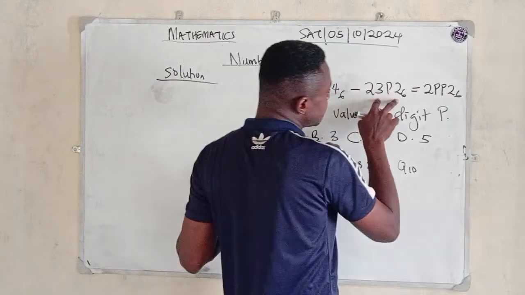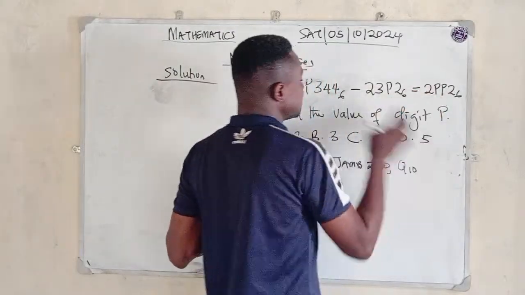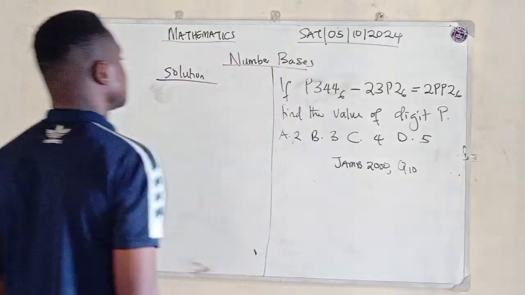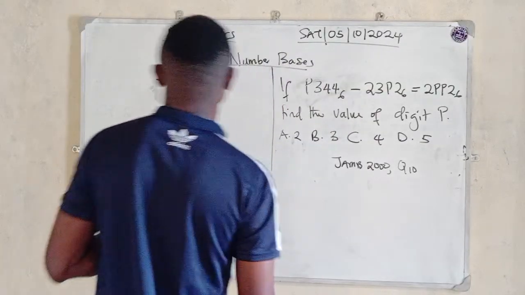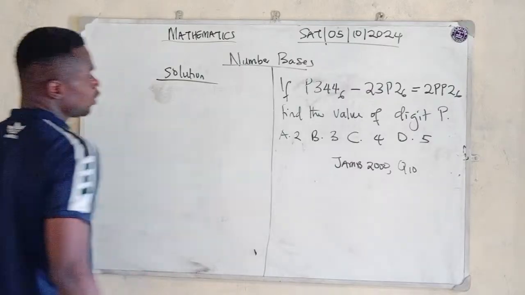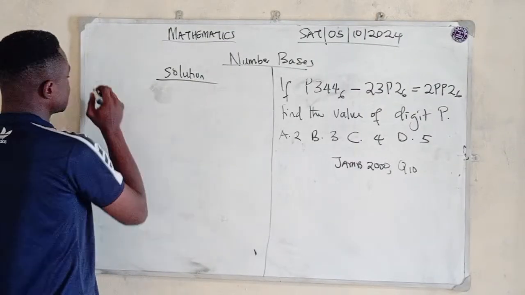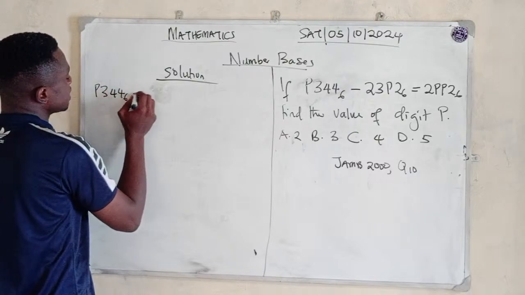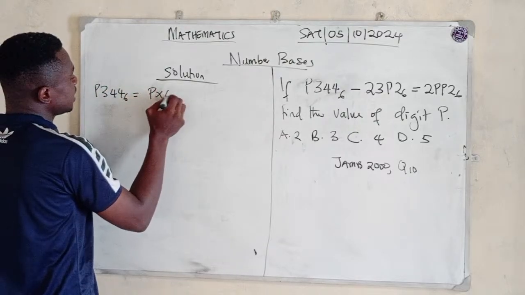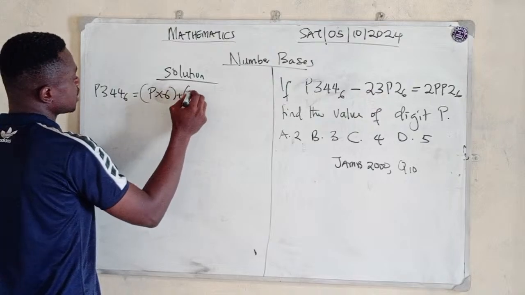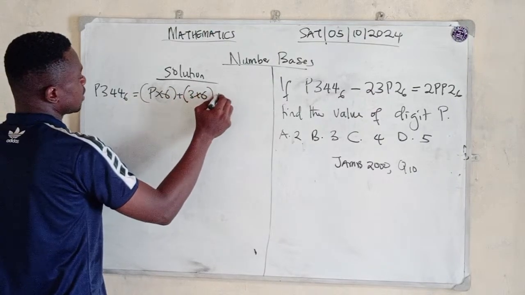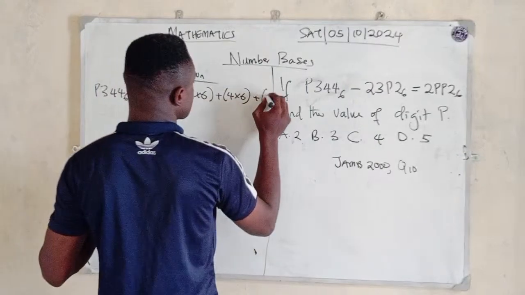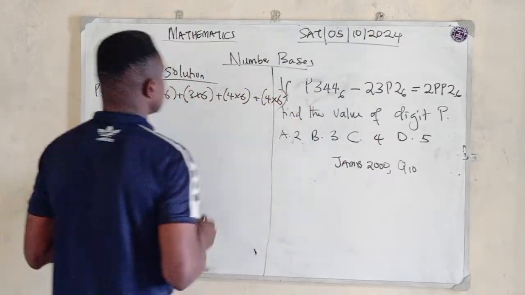We'll do the same thing here. Then collect like terms, find the value of P, and get our answer. Let's try it and see how far we can go. So let's start from the first number. P344 to base 6 is equal to P times 6 plus 3 times 6 plus 4 times 6 plus 4 times 6. We start from here.